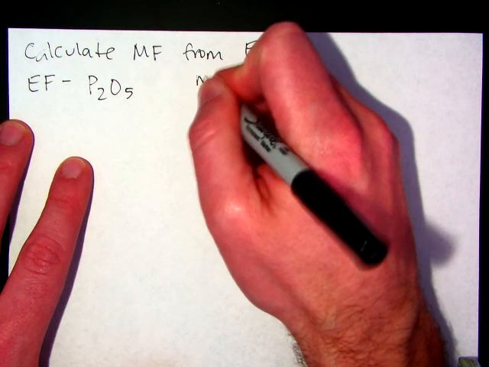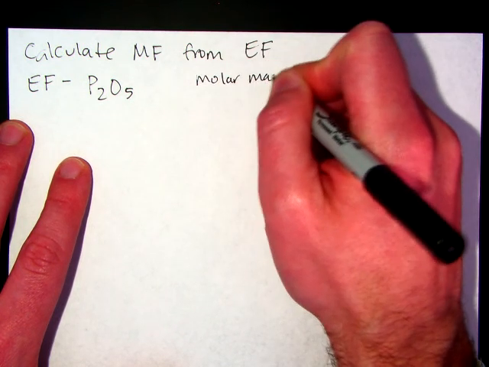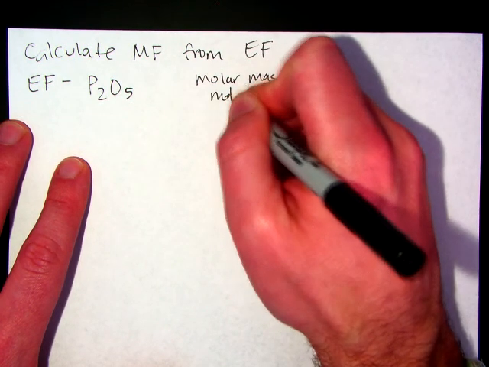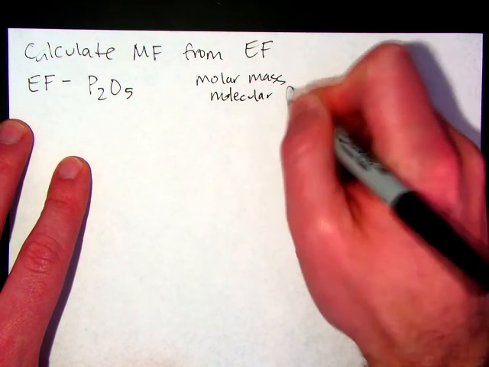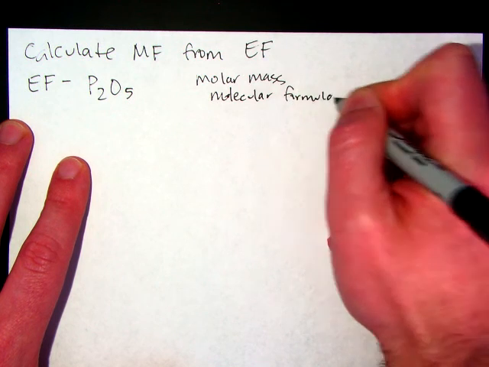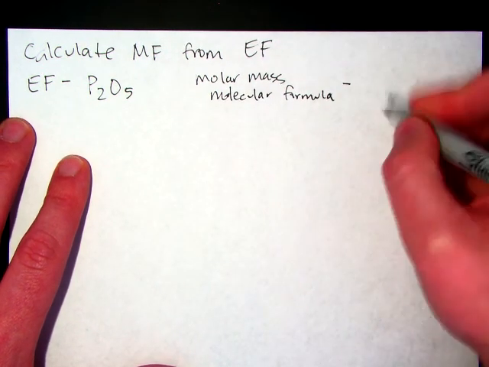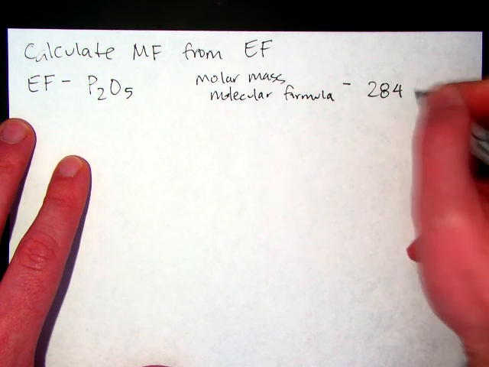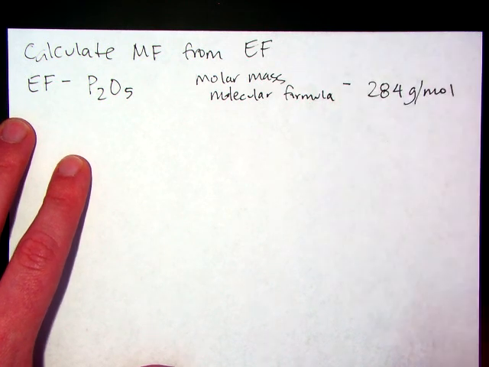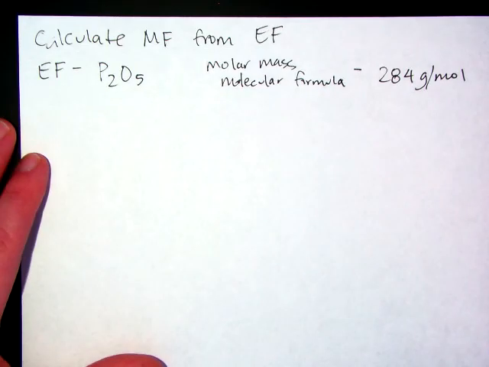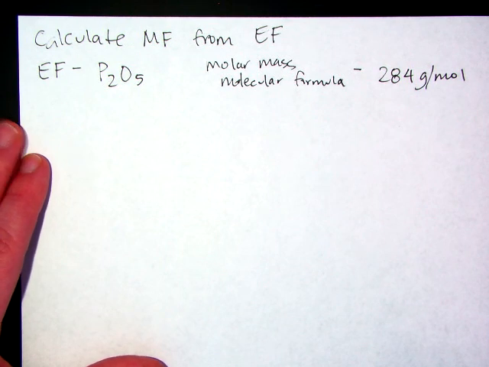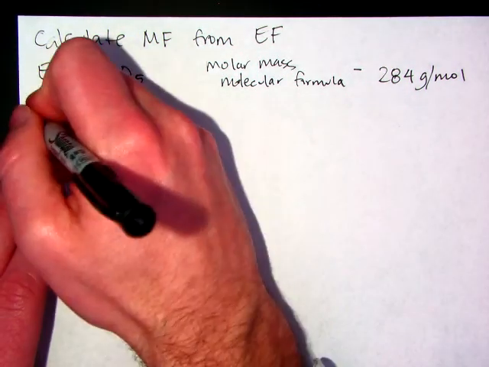You have to be given the molar mass of the molecular formula. So those two things have to be given to you, or you can find the first one. So let's say the molar mass of this molecular formula is 284 grams per mole. Now, if you want to find the molecular formula given those two pieces of information, you have to do 3 steps. Are you ready for them?